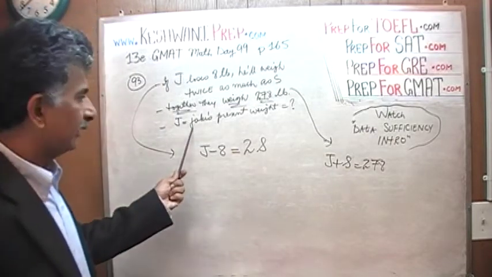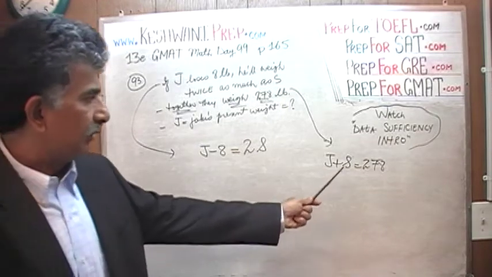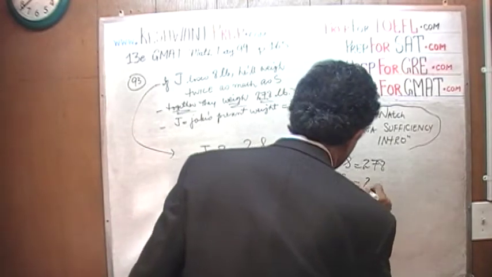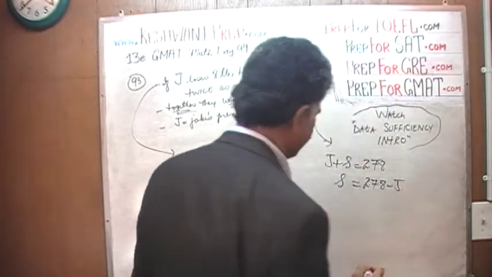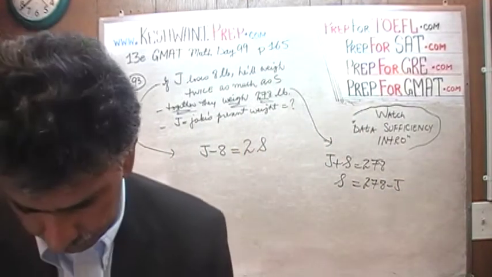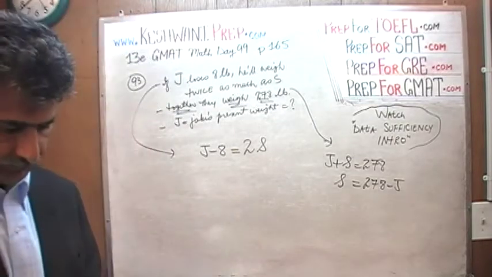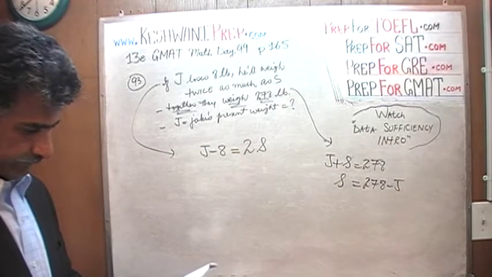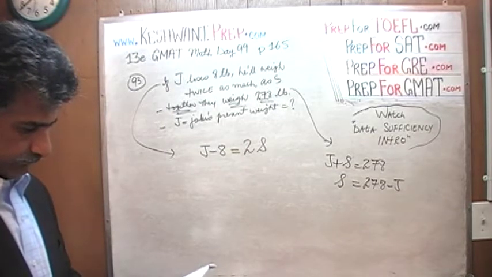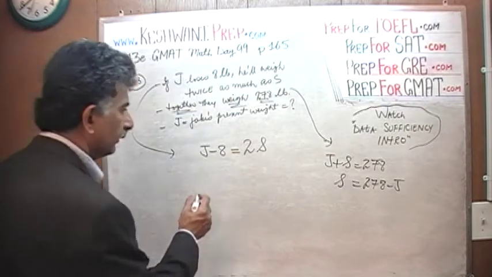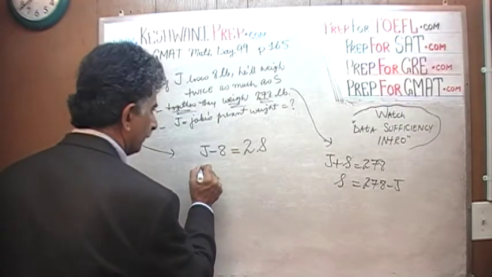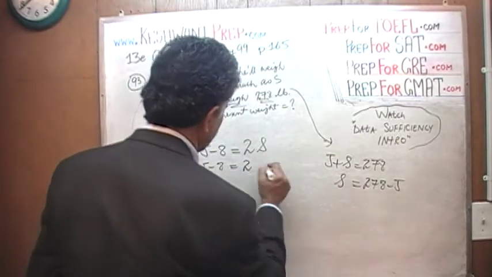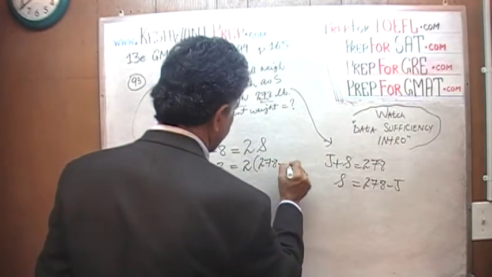They're looking for the weight of J. Since we are looking for J, let's solve for S in terms of J and put it in here. So S equals 278 minus J. J minus 8 equals 2 times (278 minus J).